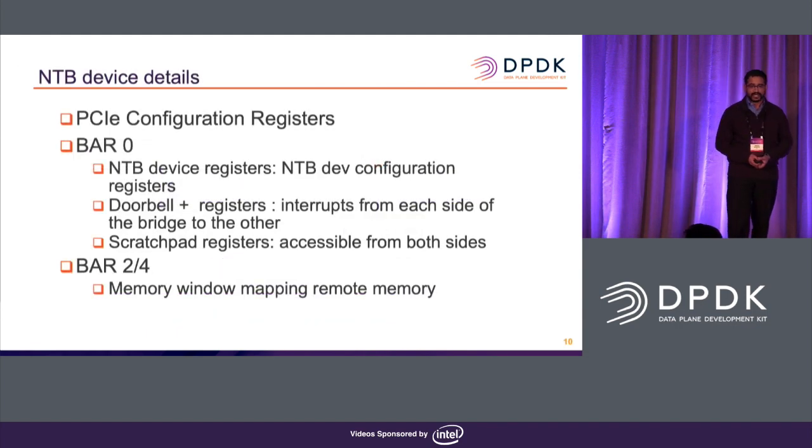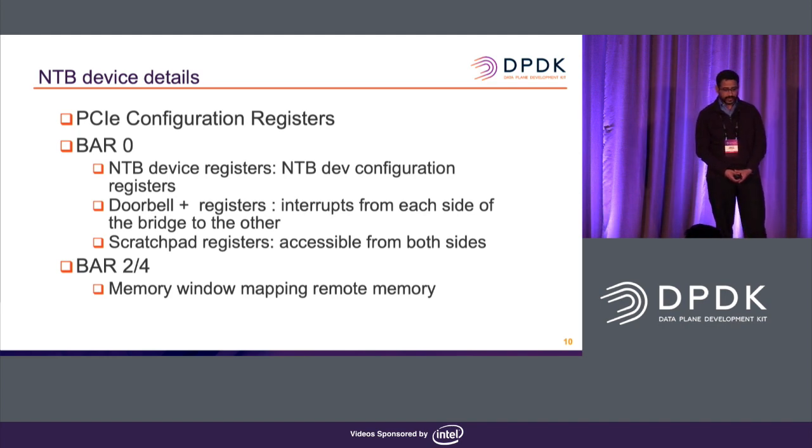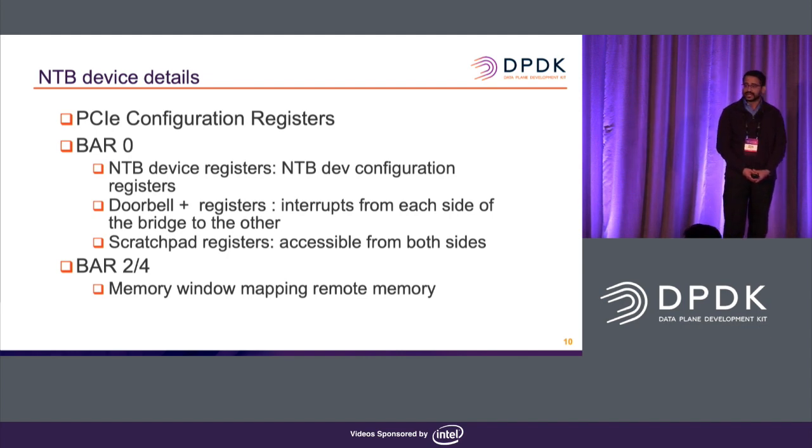Let me tell you more about the NTB device details, because for folks who are not familiar with NTB devices, this is a good slide introducing what it gives. It is a general PCI device having its own config space, and two important aspects here are what BAR 0 and BAR 2 indicate. BAR 0 is configuration registers. It can have doorbell registers as well as scratchpad registers.